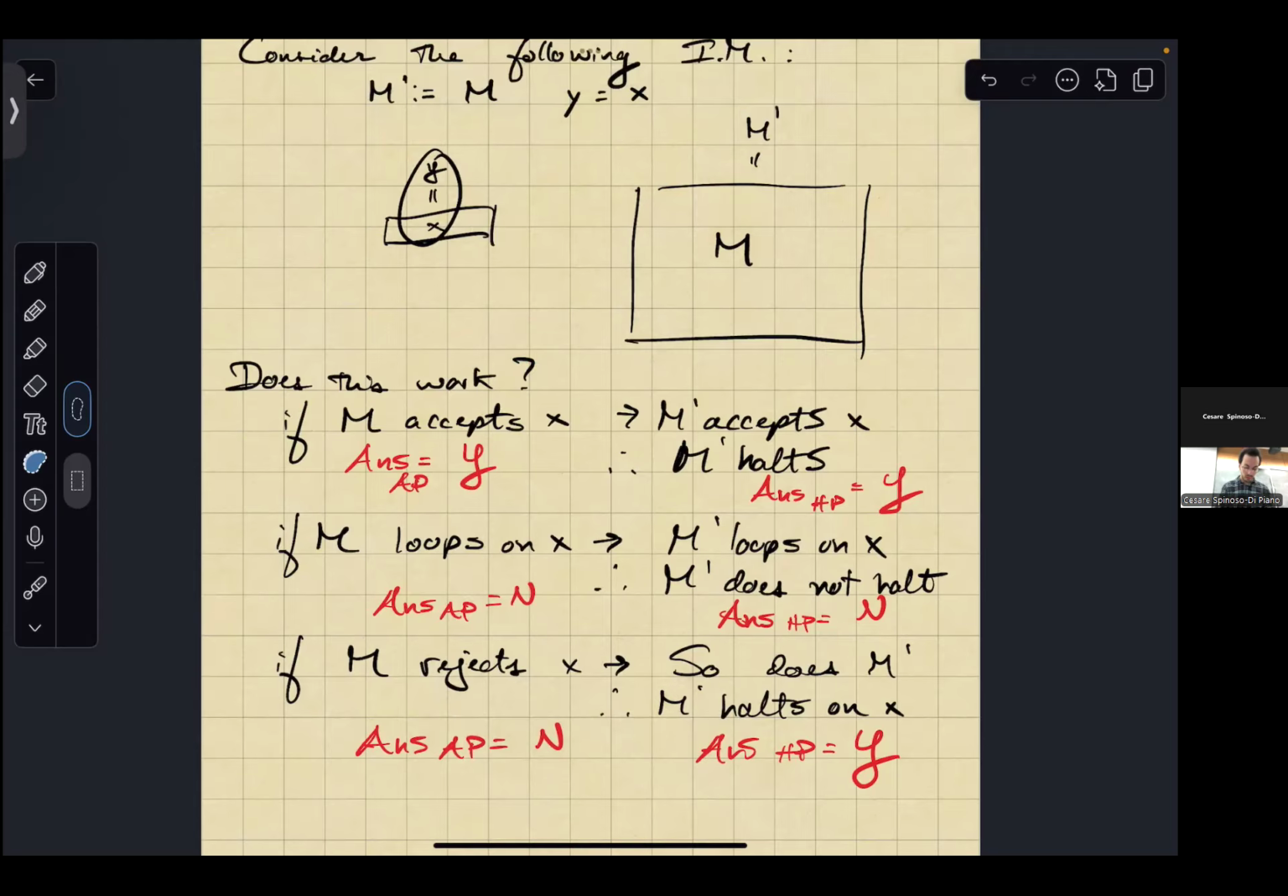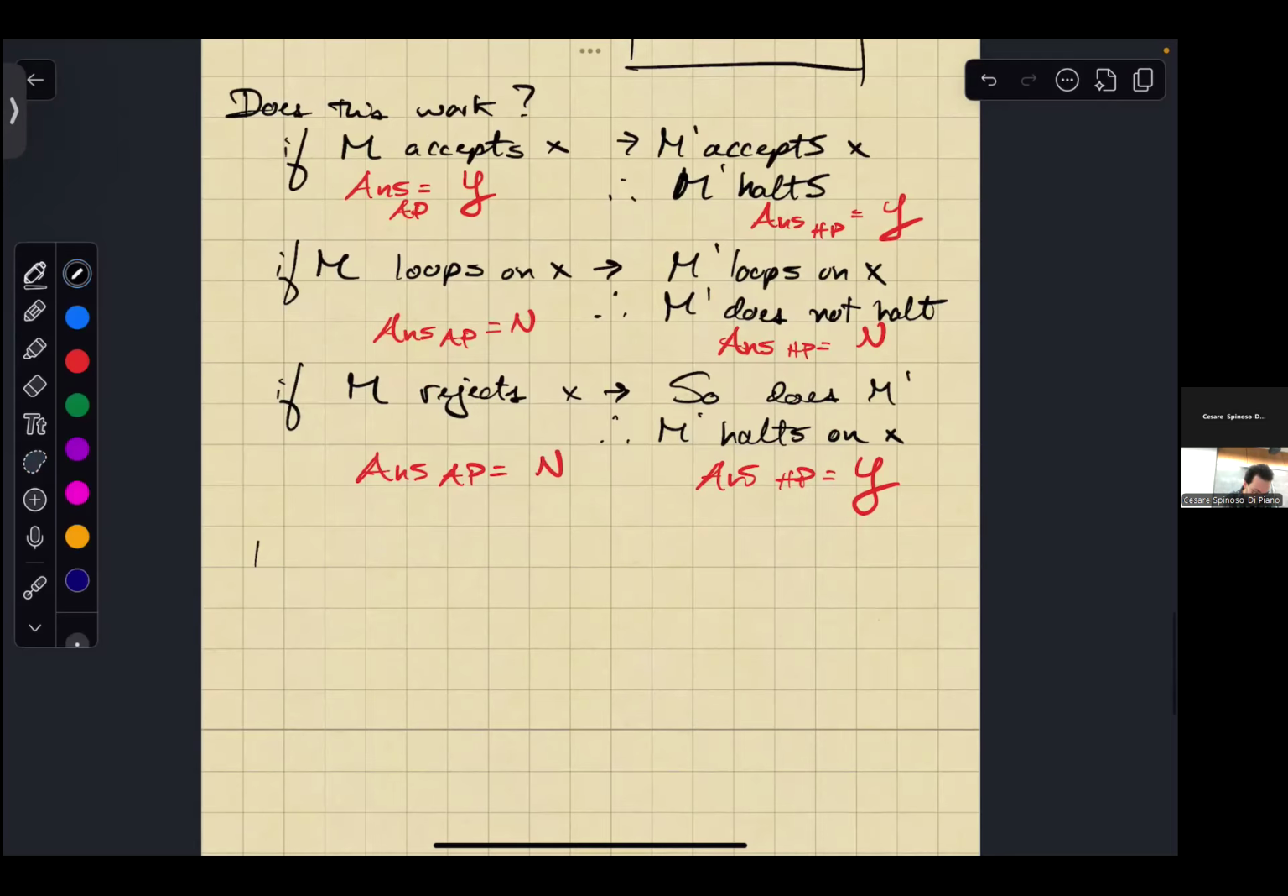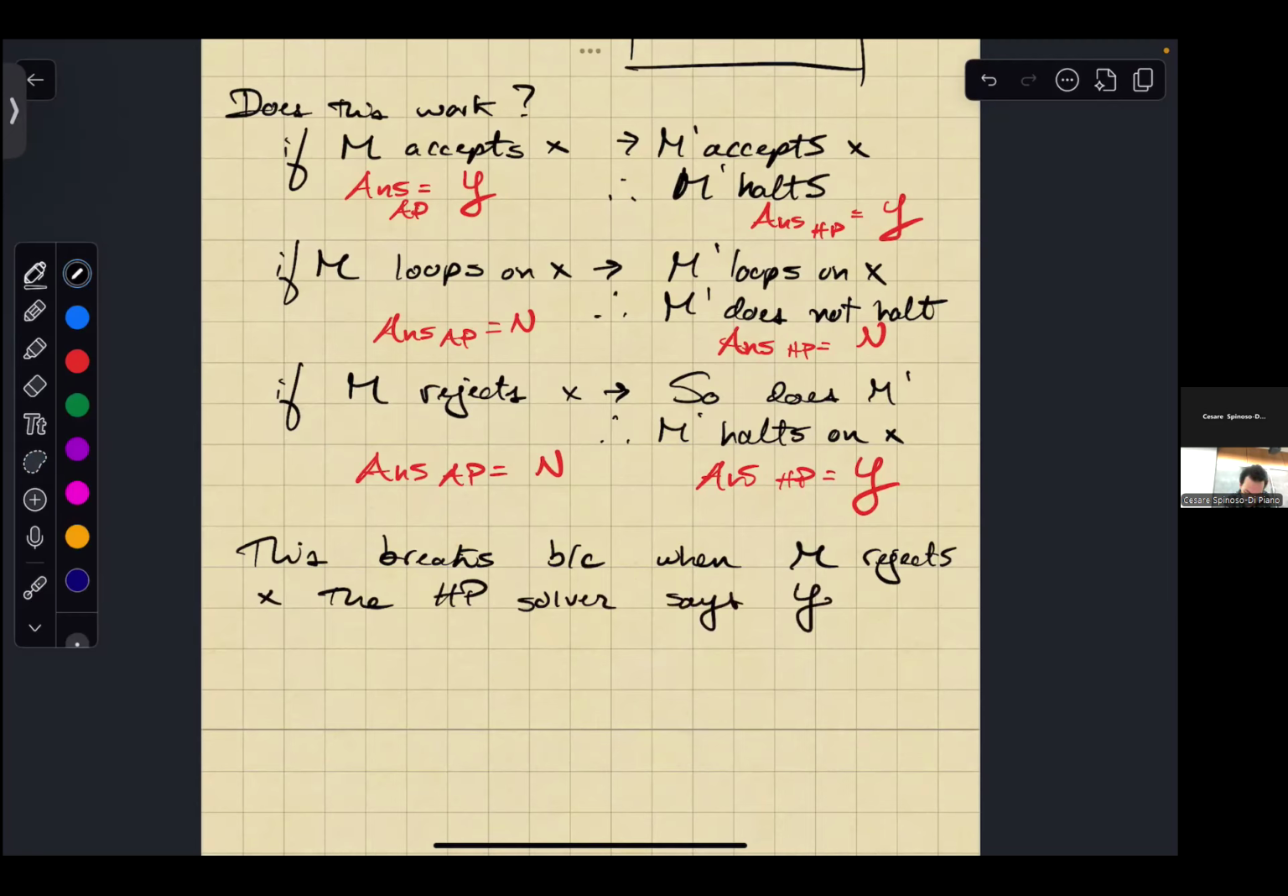All right. So let's just write, this breaks because when M rejects X, the HP solver says yes. And so the fix, right, is when M rejects X, make M prime loop on X, right?